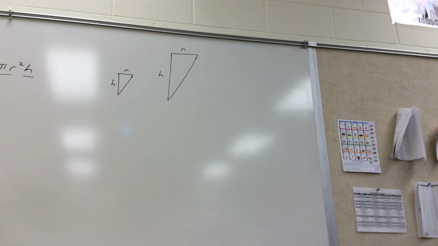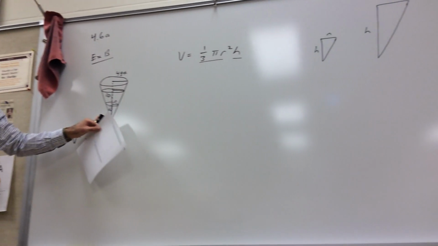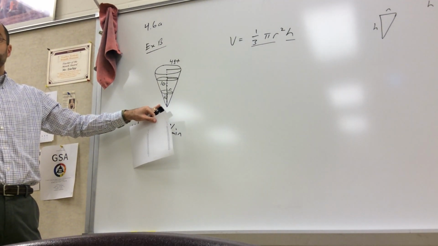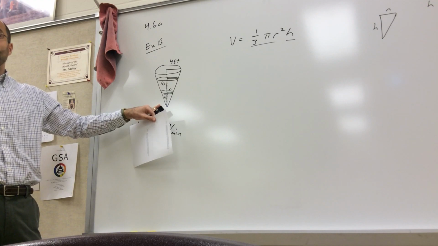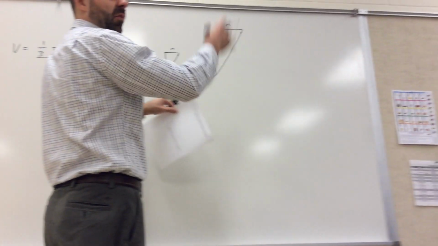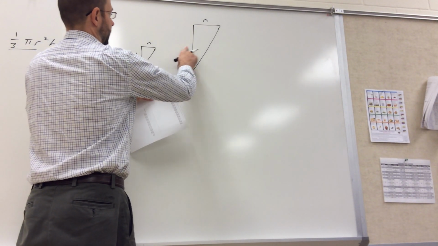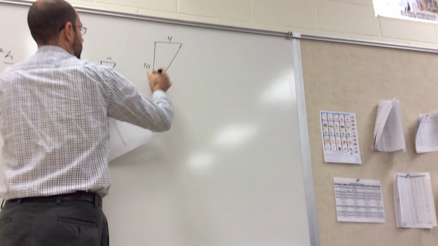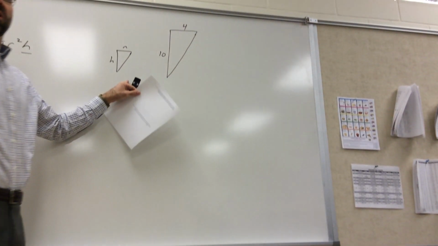And then when the tank is full, what's the h? 10, right? And the r is 4. So there's a third picture when it's full, but why don't I just put that here, and you'll get what I mean by that. So this is the full tank. 10 for h and 4 for r.